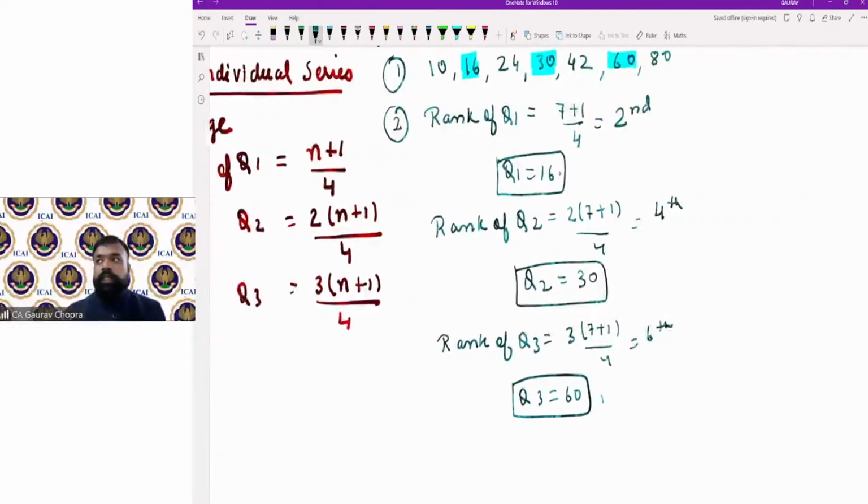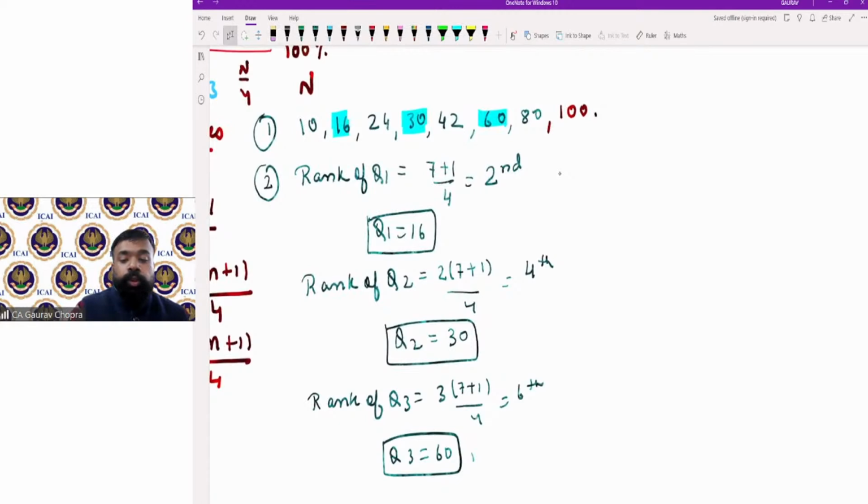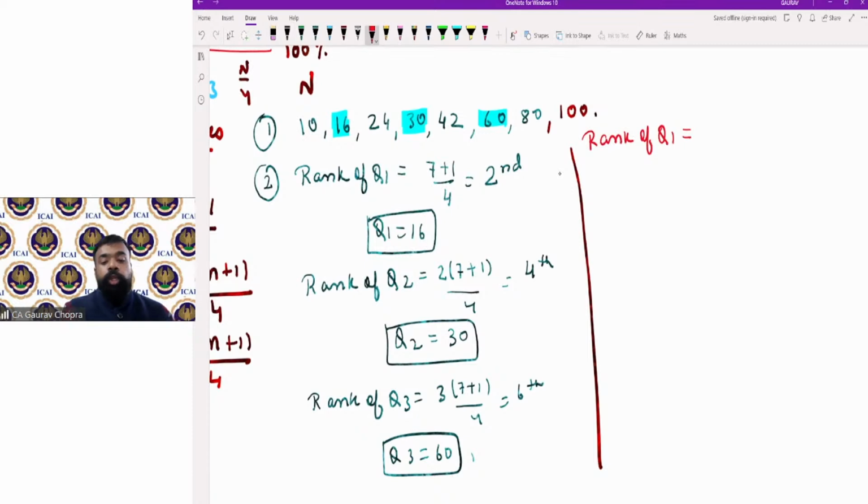तो क्वार्टाइल को हम इस तरह से इजीली कैलकुलेट कर सकते हैं. Now, if we add one more value to this, let's take one more value, that is 100. Then in such a case, how can we calculate Q1? Is there any difference? So let's recalculate all these with this question. So this time, how many observations are there? 8 observations. So the rank of Q1 will be (8 plus 1) by 4, 2.25. So this time the rank is in decimal, 2.25. So it is not an exact, perfect rank.